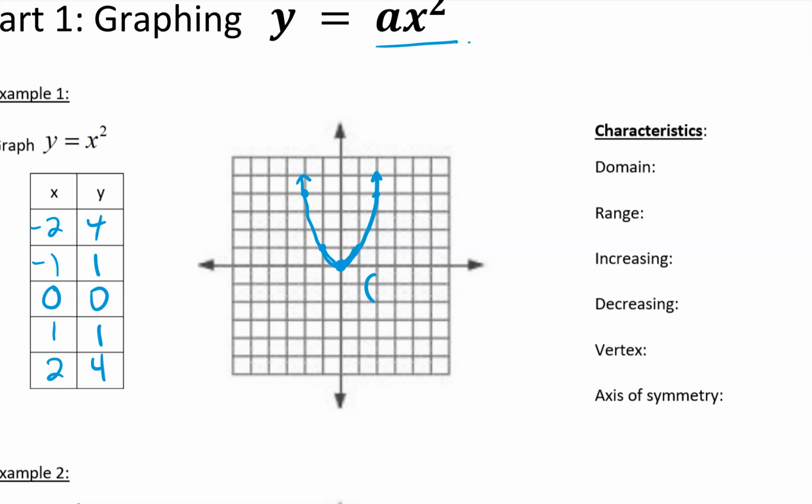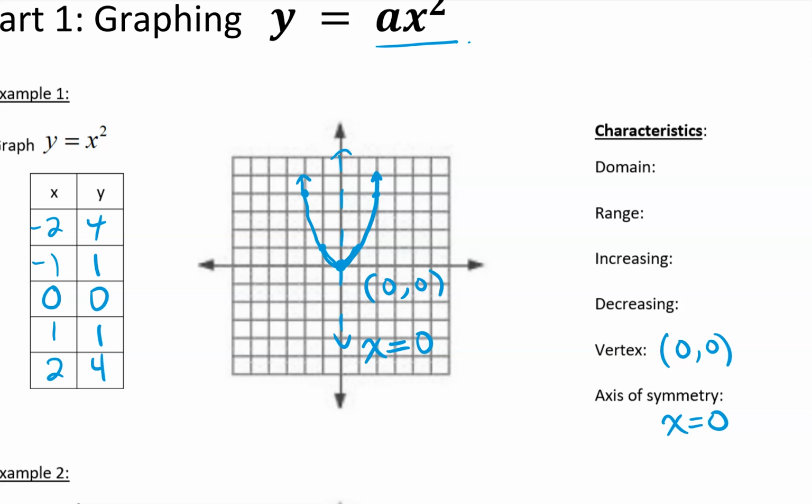Okay, so we have a vertex here at 0, 0, which is one of the characteristics that we're looking for. So we'll go ahead and put that in. It also asks for the axis of symmetry, which we talked about in the parts of the parabola video. So we have this line of symmetry that goes right through the middle of the parabola. And since it's a vertical line, we know it's going to be x equals, and that line is at x equals 0. So our axis of symmetry is x equals 0.